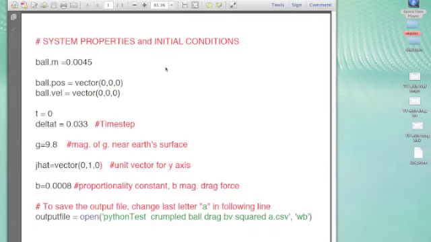Now hopefully you can read this. These are the initial conditions. We had a crumpled piece of paper weighing a few grams. The ball position had been set to 0 and the initial velocity was also set to 0. We used a time step of 0.033 to match the iPhone we were working with. This is the magnitude of g near the Earth's surface, j hat pointing in the downward direction, and this is the final proportionality constant B for the drag force that we arrived at to match our experimental data.